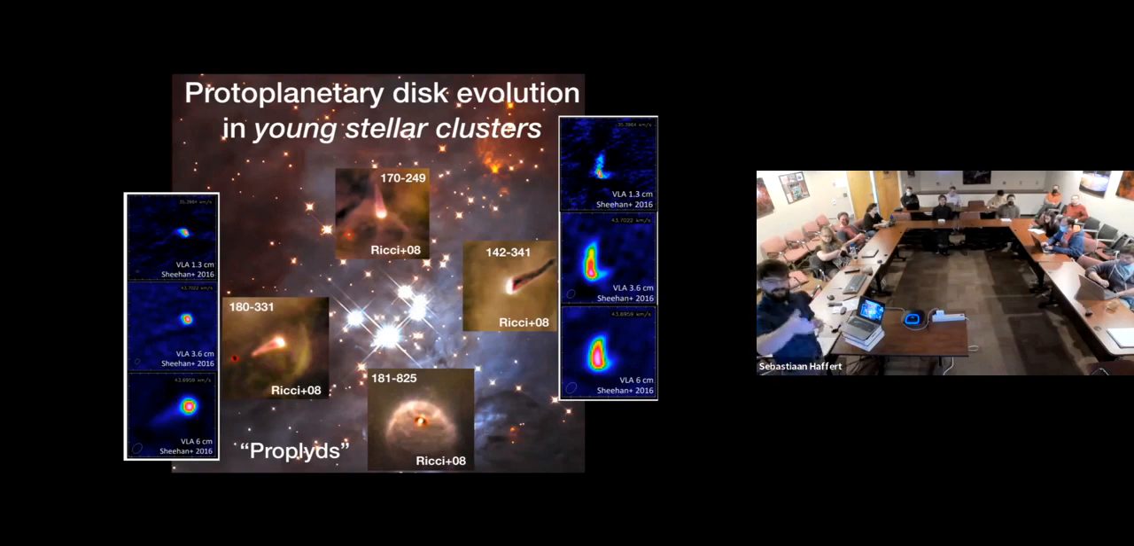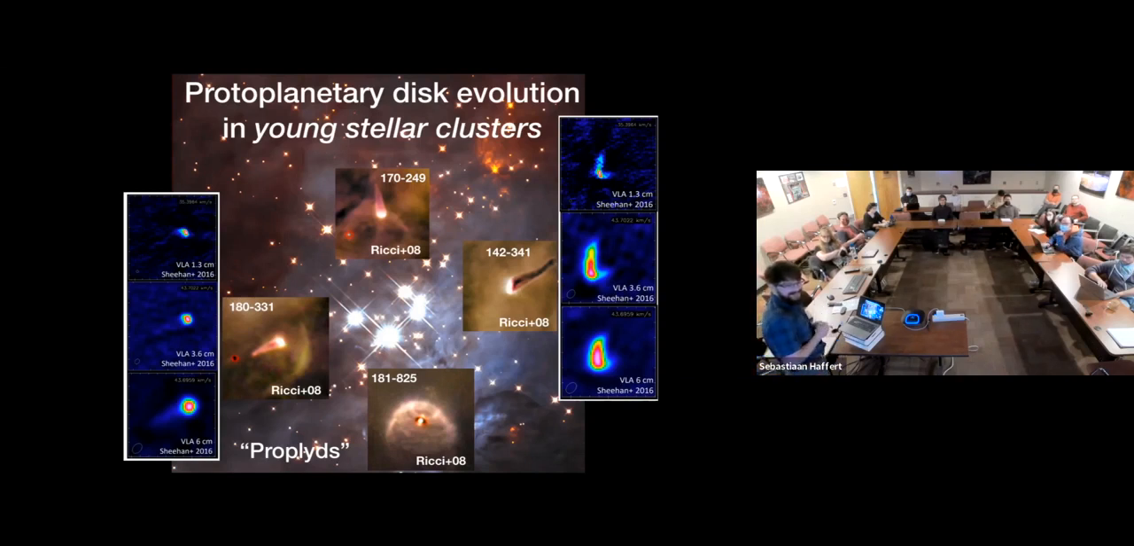Here I'm showing a couple of different VLA images of proplyds. And with both the VLA and HST, what we're seeing is the same thing. We're seeing these bright ionized structures of gas that are oriented towards the direction of these massive stars, providing evidence that strong UV fields from massive stars are heating the disk surface, driving disk mass loss, and then ionizing this outflowing material.